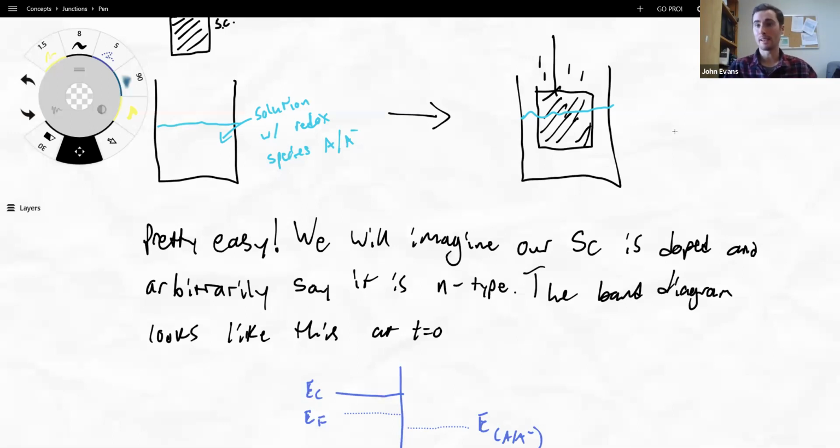Arbitrarily, I'm going to say that it's N-type. So all of the stuff that I'm going to be discussing is going to be specific to N-type semiconductors. P-type semiconductors, most of the time, work pretty much the same, just in reverse. So I'll have a little note at the end as to what things look like if you're doing a P-type semiconductor, but the generalities are the same.